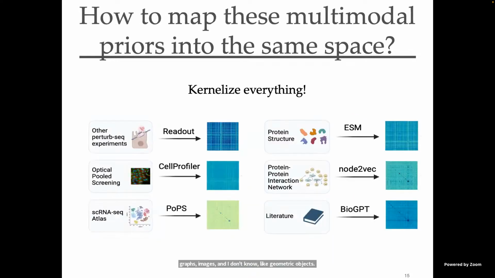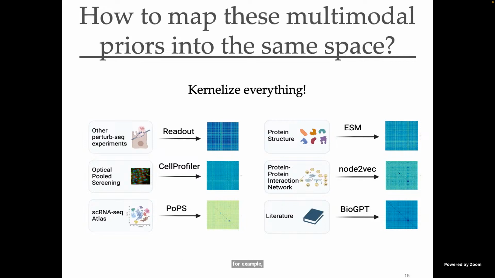So our intuition is that we don't actually care about the individual data point. We care about their relationship. We care about the perturbation similarities. So in this sense, we can kernelize everything. For example, for the perturb-seq, you can just take the readout and then take the dot product.